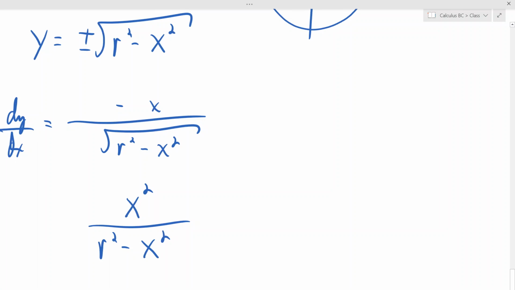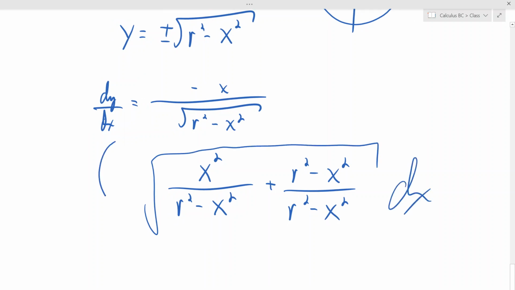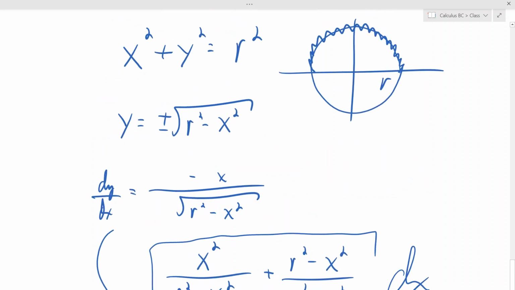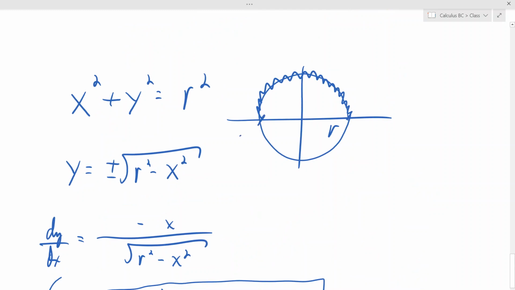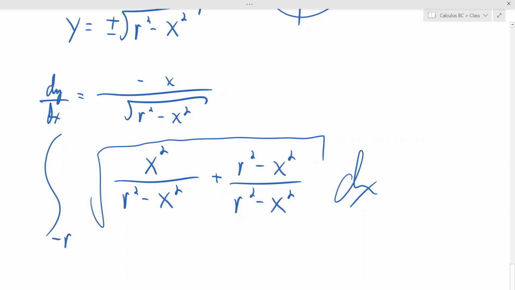We're going to add 1 to that, okay? But I'm just going to go ahead and make that 1 into r squared minus x squared over r squared minus x squared. We're actually just adding 1. That's our formula, right? Derive it, square it, add 1, put in a square root, dx integral. Now we want to integrate and find the circumference. So if that's r, this value over here is negative r. So we're going to integrate this from negative r to r.